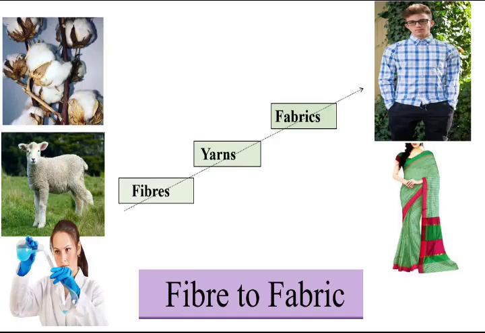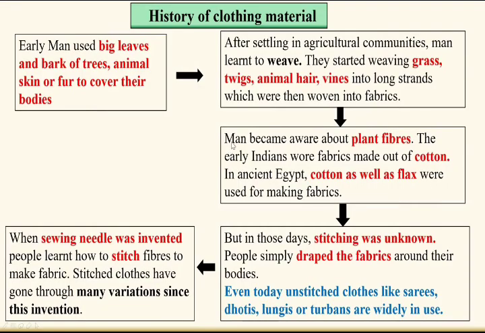Now I hope that you got a small idea of how fibers are converted to beautiful fabrics. Children, did you ever think how ancient people lived? You know the clothing materials? Early man used big leaves and bark of trees, animal skin or fur to cover their bodies. But after settling into agricultural communities, man learned to weave. They started weaving grass, twigs, animal hairs and vines into long strands, which were then woven into fabrics.